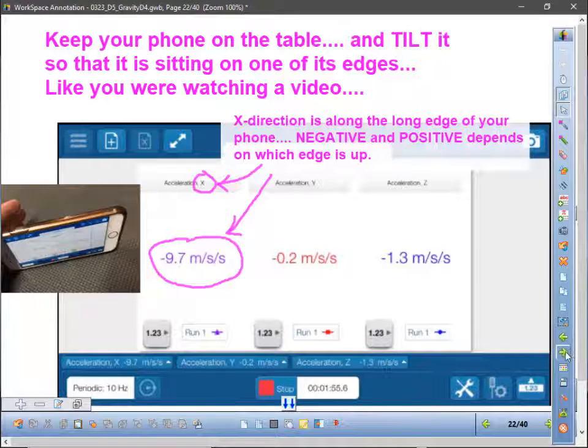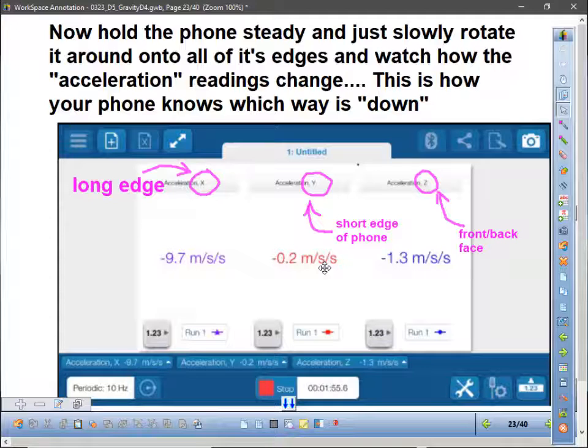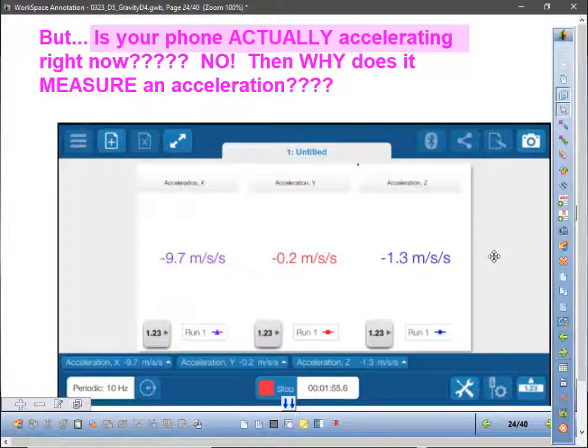Go ahead and try tilting it slowly on different edges, and you'll notice all three numbers change in different ways. This is the short edge, this is the long edge, and this is the face of the phone. All right, so now you've got acceleration of 9.8 meters per second squared on different edges. My question for you is this: is your phone actually accelerating right now?